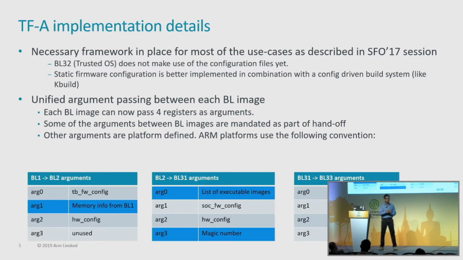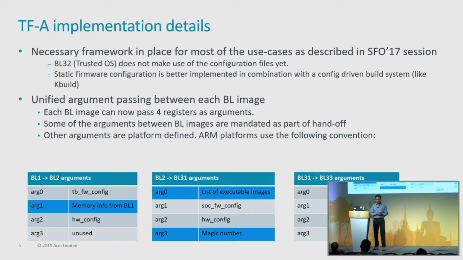For example, if you take between BL1 and BL2, which is the first box shown over there, there are 3 arguments being passed. arg1 was the mandatory argument, which was the memory info from BL1 to BL2. Now 2 more arguments are added, arg0 and arg1, which point to tbfw config and hw config respectively.